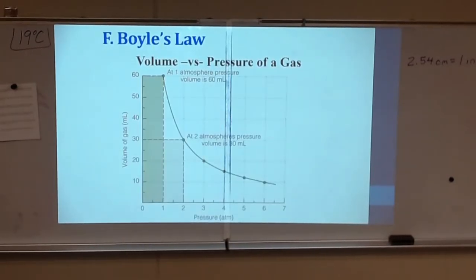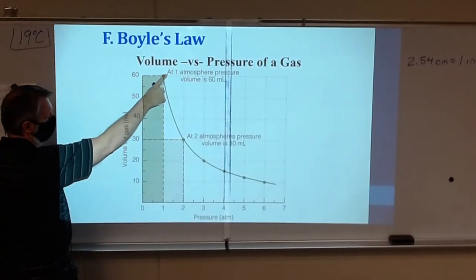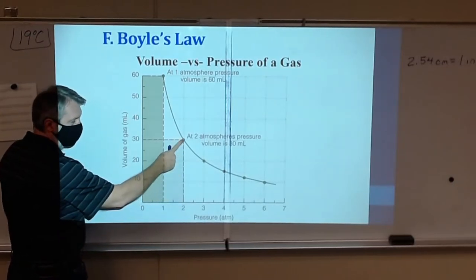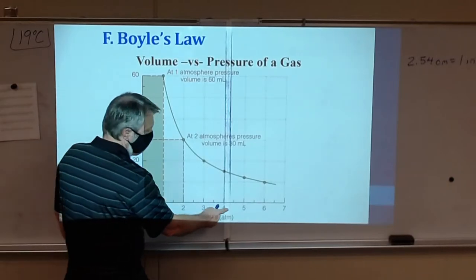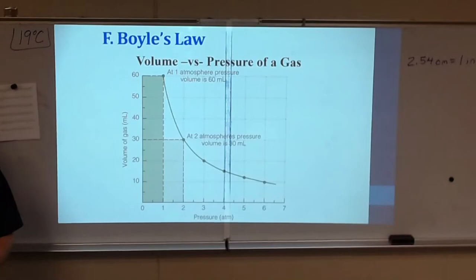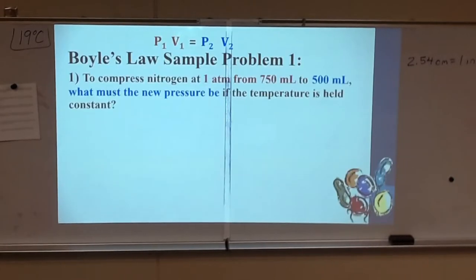So here's a situation: at 1 atmosphere of pressure, I can have 60 milliliters, and if I double that pressure to 2, I have 30. I double that again to 4, I have 15. I double that again to 8, and I would have 7.5. Every time I double the pressure, I halve the volume. It's a nice direct relationship there.